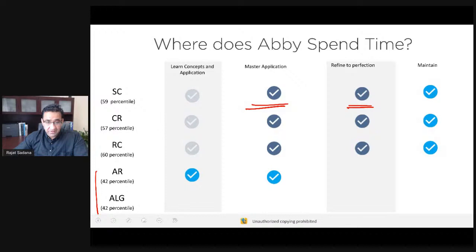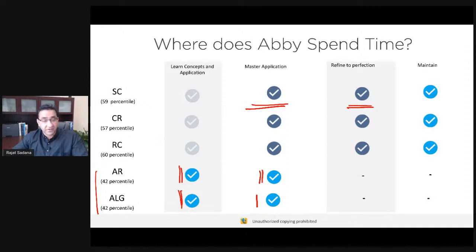On quant, it's going to be the other way. She's going to focus a majority of her time on learning those concepts. She still doesn't know all the concepts. And again, if she takes diagnostics, she can even get more fine-grained diagnostics around number properties, word problems, and so on and so forth, and then mastering that application. Now remember, Abby doesn't need to hit a Q50. She's not aiming for that. So she's not going to spend a ton of time on refining to perfection. Okay. So again, even though Abby is going to spend 6 weeks on verbal, where she spends that time is very critical. It's very different from Chase.